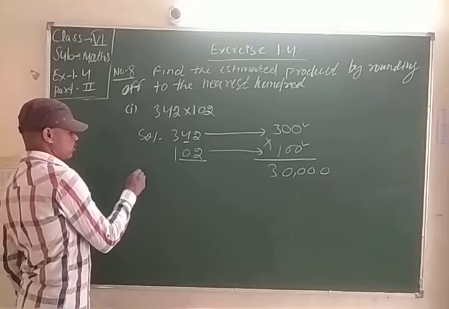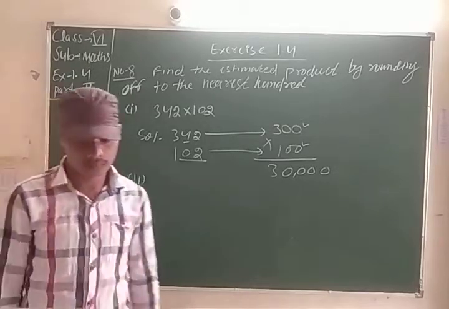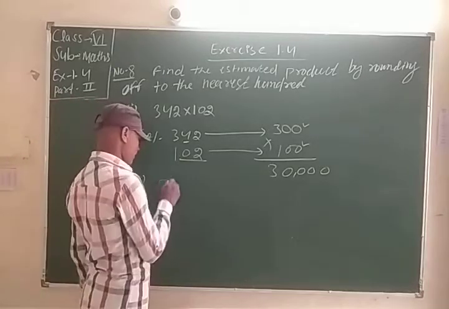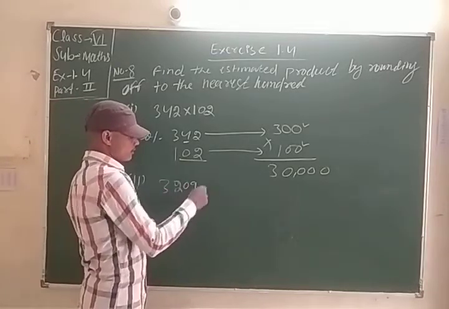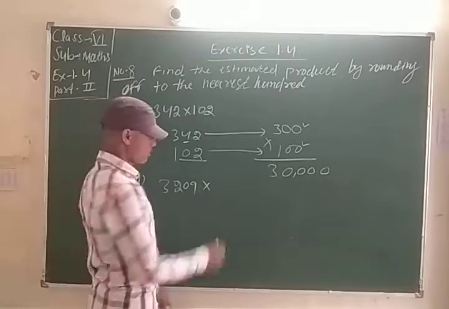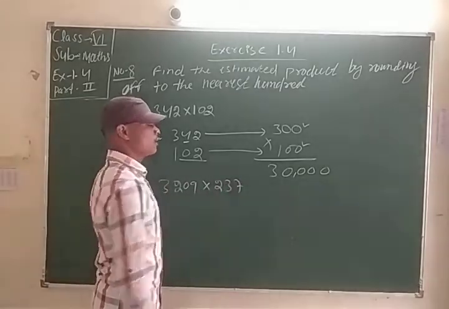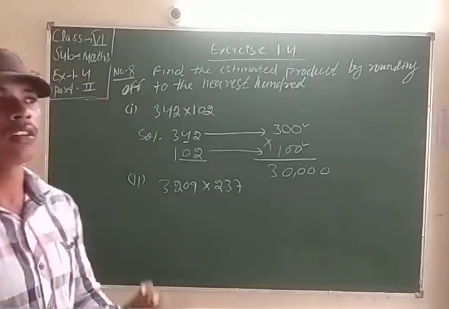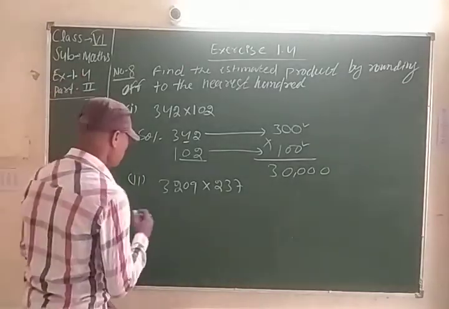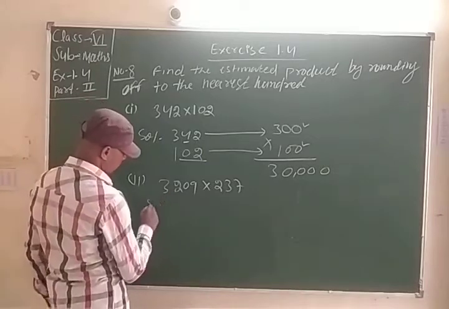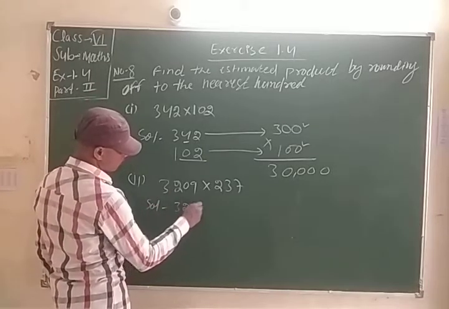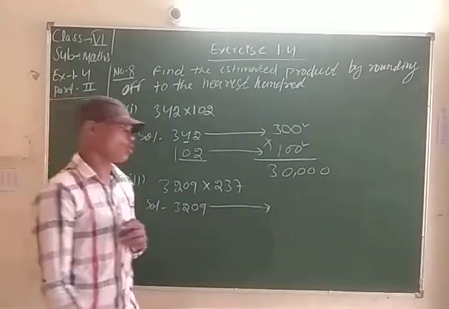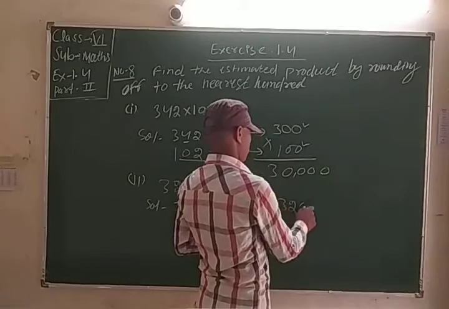Now we do the second bit. 3,209 multiplied by 237. First what we do? First we round up to the nearest 100, then find their product easily. So here the solution is what? 3209 is rounded up. The tens digit is 0, that's why it should be rounded to 3200.